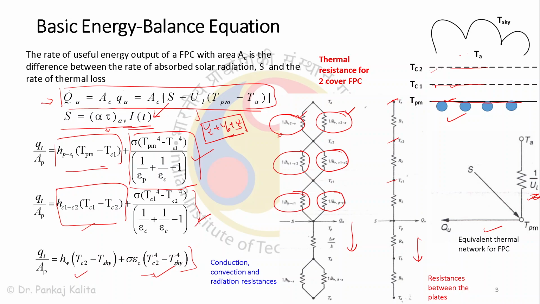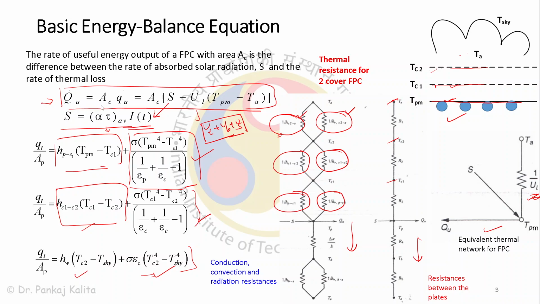Whatever energy is coming to this flat plate collector, depending on the area, how much energy it grabs from the solar energy, that will have to be balanced equally with whatever is lost or whatever is getting transferred to the fluid. So how do we calculate it?